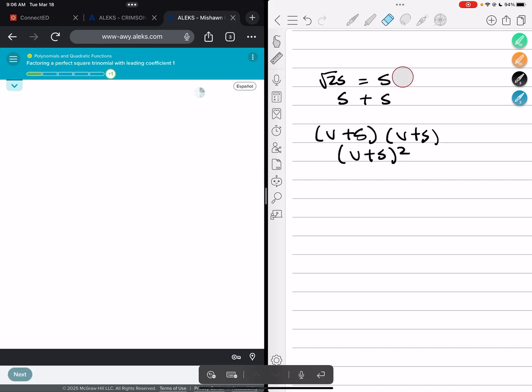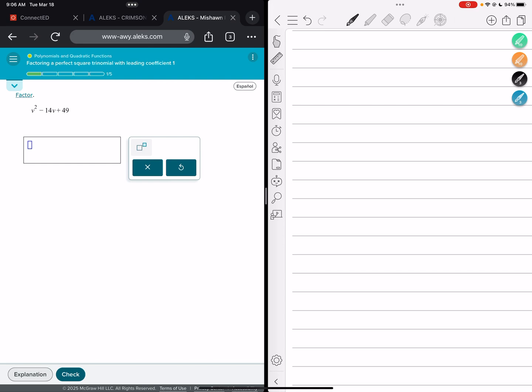Okay, so doing this again, we can see we've got 49, so we want to see if 49 is a perfect square root number. If we take the square root of 49, we get 7. And we want negative 14. So if I'm looking at this, I can see that I can have 7 and 7.